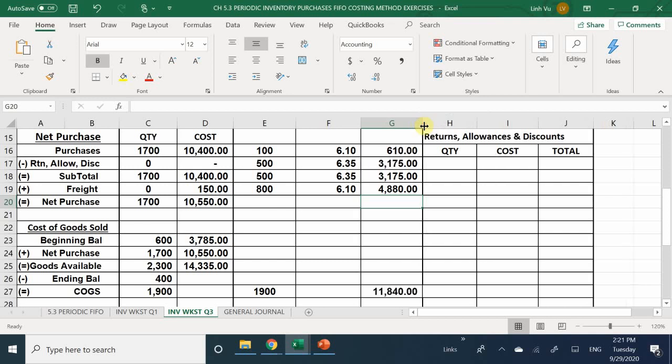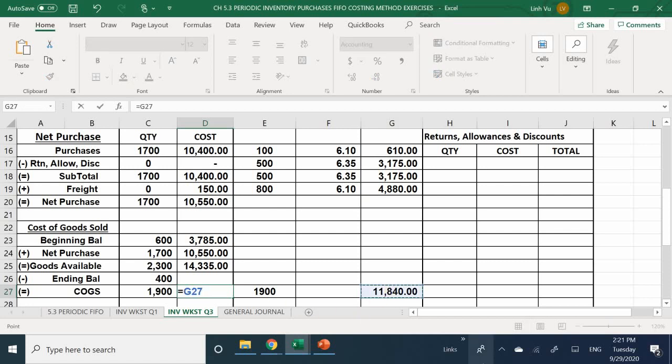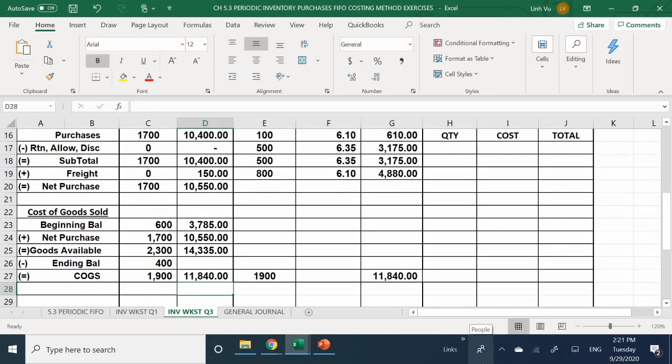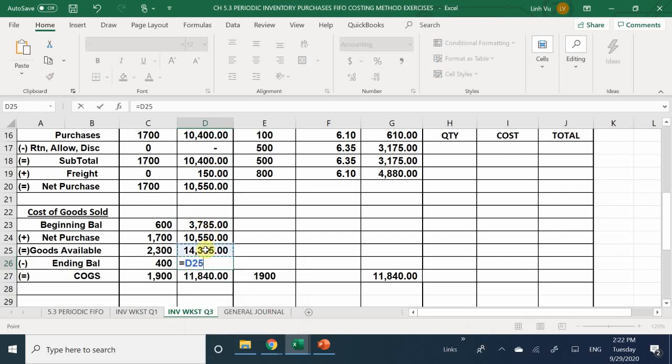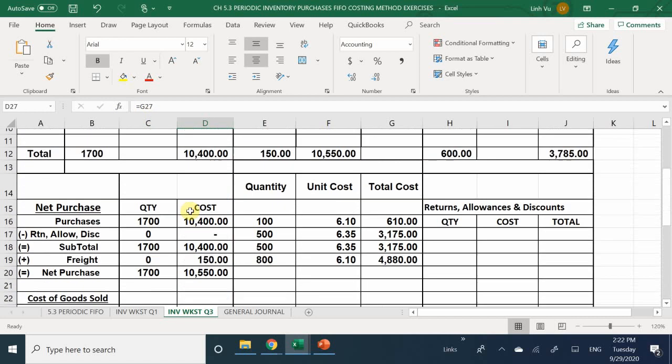$11,840. Okay, so if that is how much I sold, and I originally started with $14,335, what is my total ending balance going to be? 2,495 is going to be my ending balance at the end of this problem.